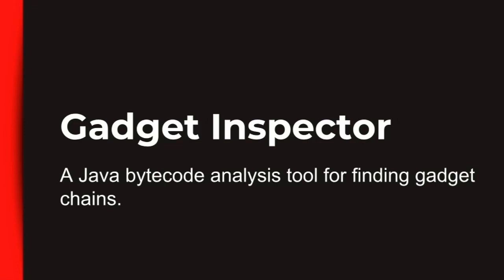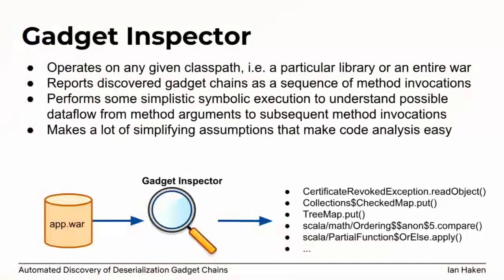It analyzes the bytecodes of your application and its entire class path in an attempt to find gadget chains. So how does it work? Well, it takes in your application, be it in war format or a collection of jars, whatever makes sense for your application, does some analysis, and then spits out what it thinks are possible gadget chains.